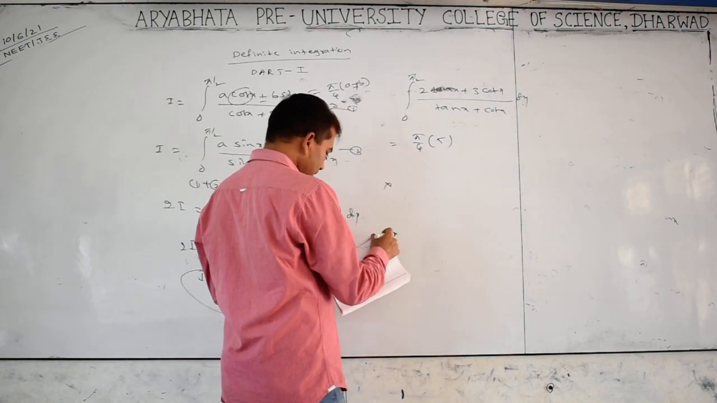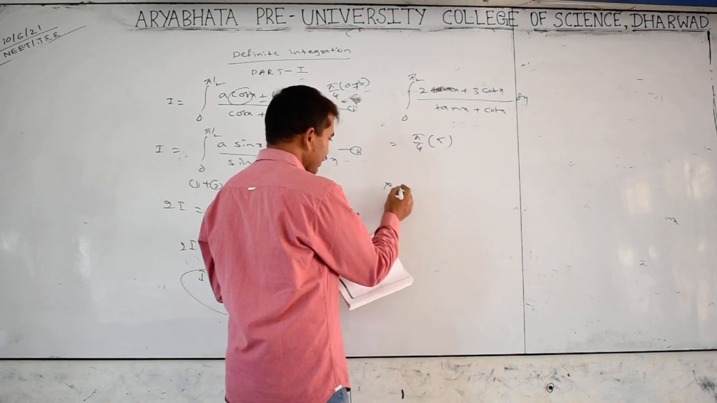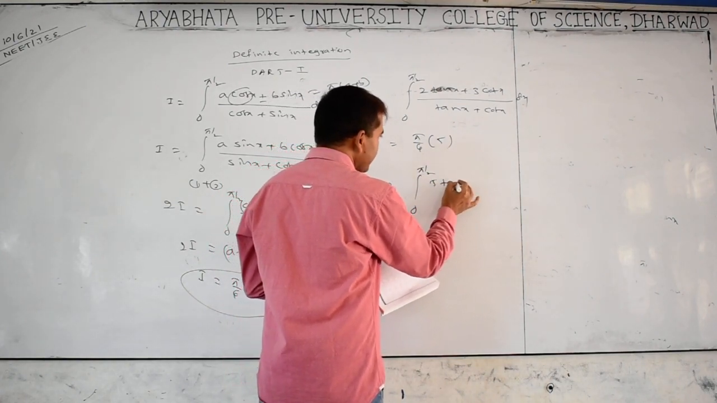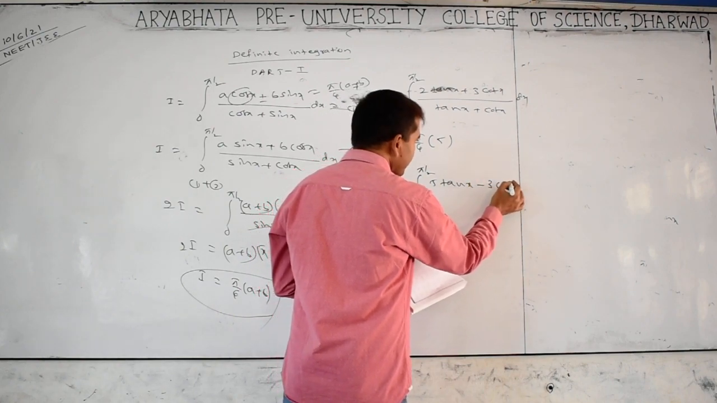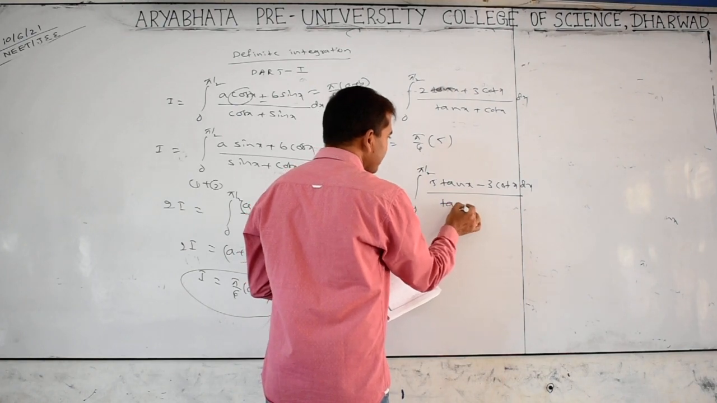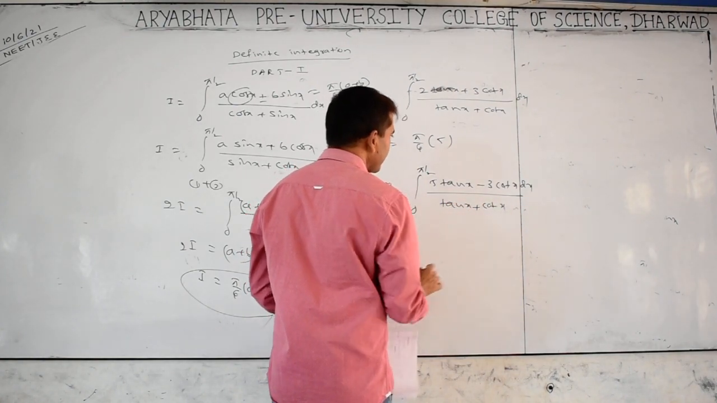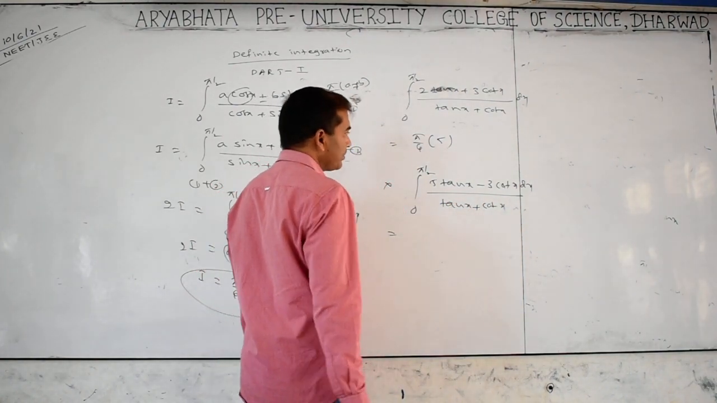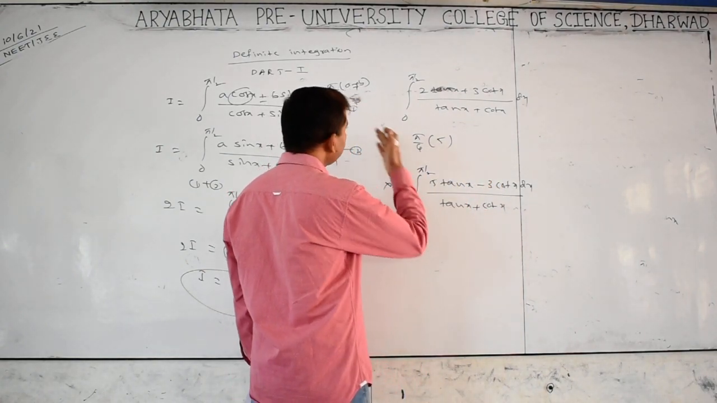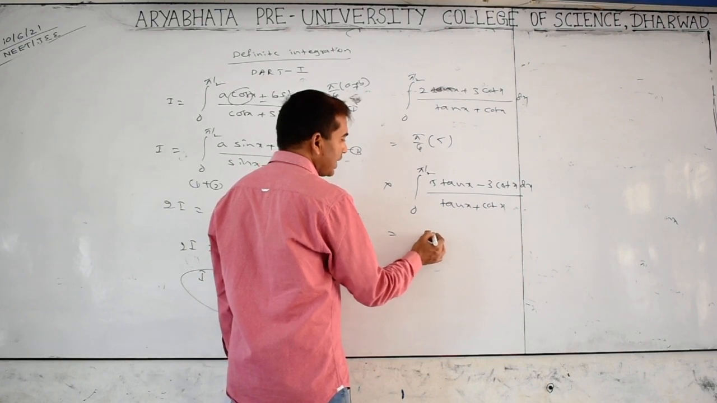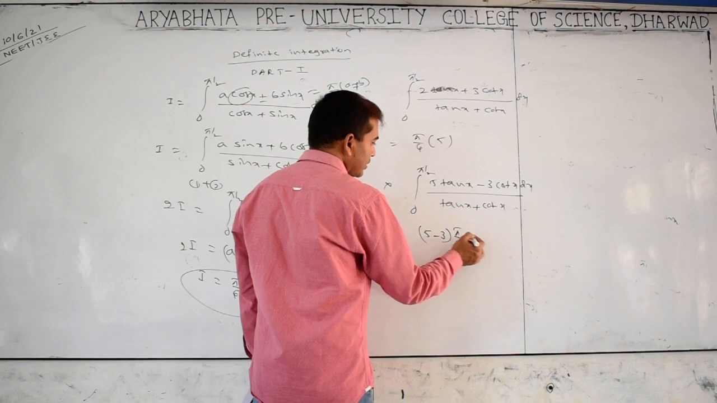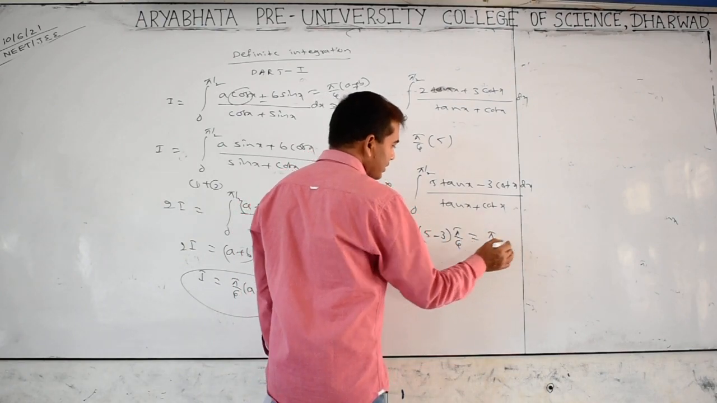Next one, question number 5. Integration 0 to pi by 2 of 5 tan x minus 3 cot x dx divided by tan x plus cot x. Okay, 5 tan x minus 3 cot x by tan x plus cot x, same method. A is 5, a plus b, minus 3, into pi by 4. So 2 pi by 4 means pi by 2, the answer is pi by 2.